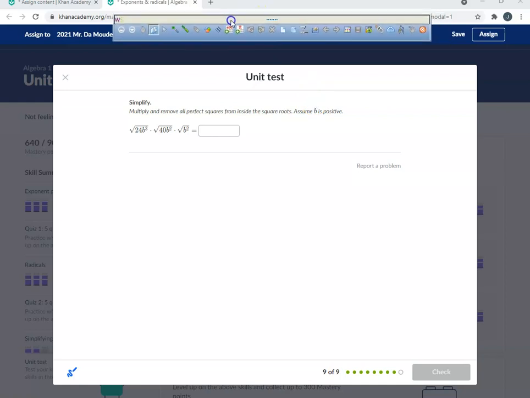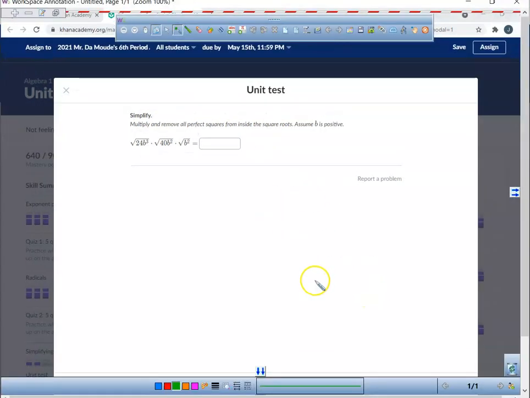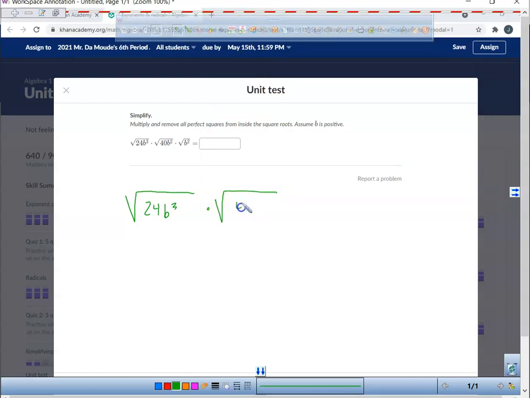Alright, in this video we are going to go over radicals and exponents through a unit test. Right now, if you can't see it, it says the square root of 24 b cubed times the square root of 40 b squared times the square root of b squared.